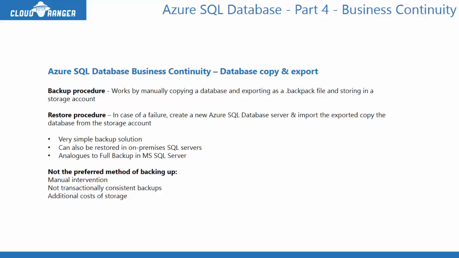The restore procedure, in case of a failure, is that you just create a new database server, which is very easy to do in Azure, and import the exported copy of the database from the storage account. Technically, you are just taking the bacpac file, going to the new server you created, and saying, hey, import this file. So this is a very simple backup solution. You can do this in a couple of clicks in the portal. As we go through the demo, I'm going to show you.